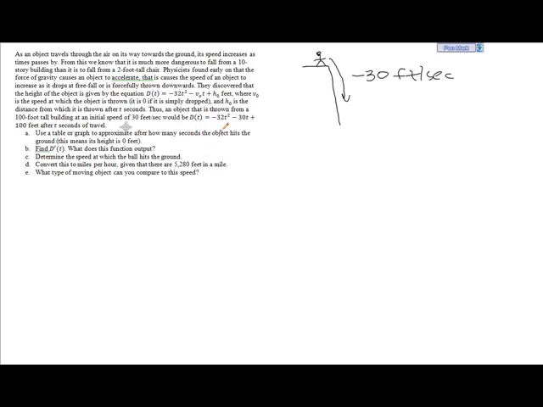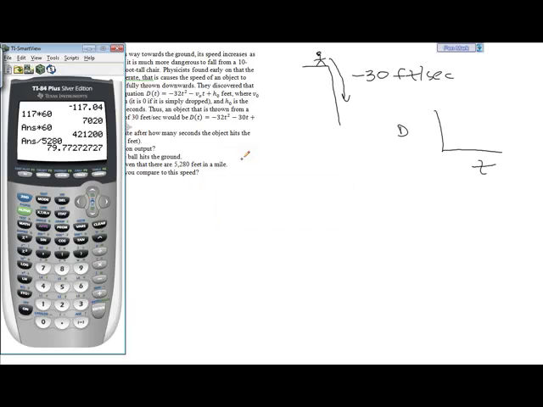Okay, and so all that goes into this equation, which allows us to model the height of the object as a function of time. And at first we wanted to just go ahead and use a table or a graph to approximate after how many seconds the object hits the ground. Well, what I have already ready to go is the equation here. So there's my equation.